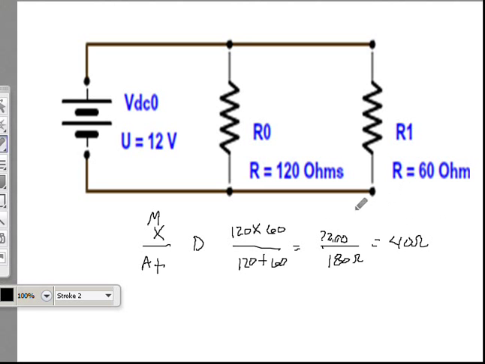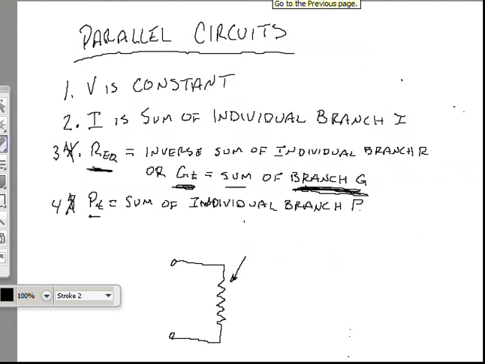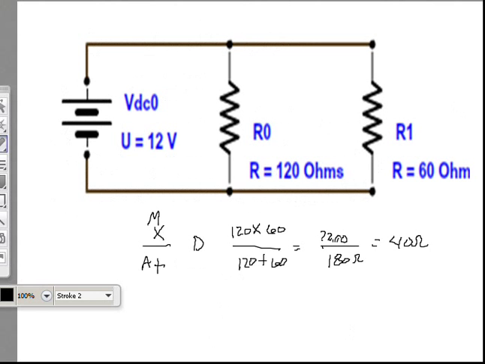Now remember, one of the characteristics that I did not point out for the resistance side, and let me back up to that, the equivalent resistance is going to equal the inverse sum, or the sum of the branch conductances, and it will always be less than the lowest resistor in the circuit. So in the circuit, I had my lowest of a 60 ohm, and we can see the equivalent resistance is 40 ohms.